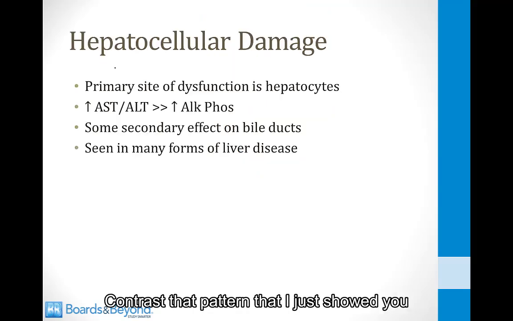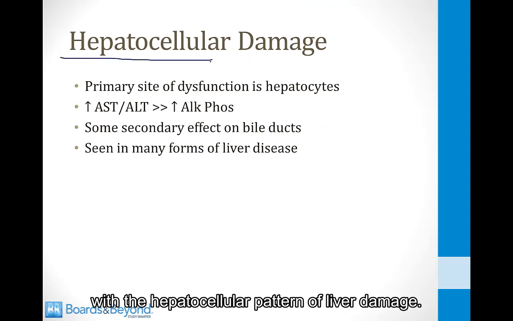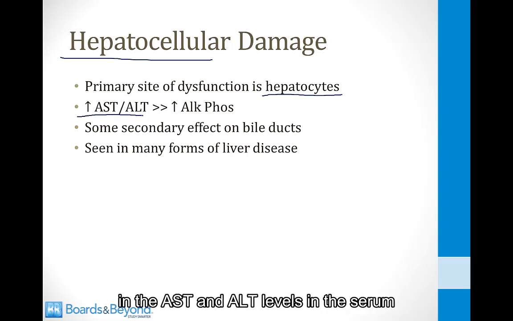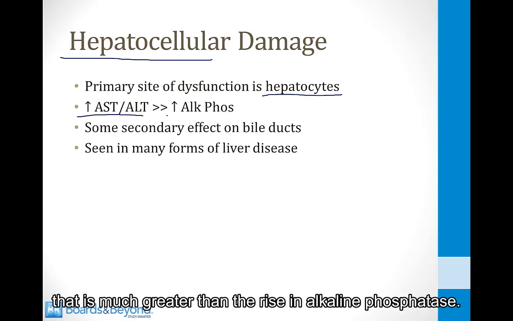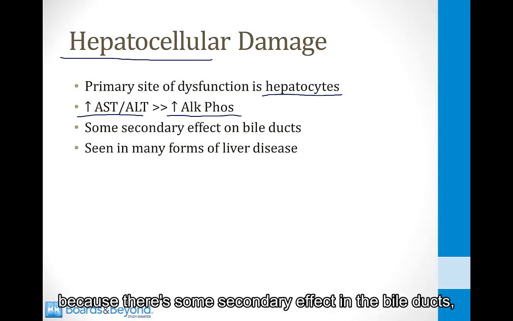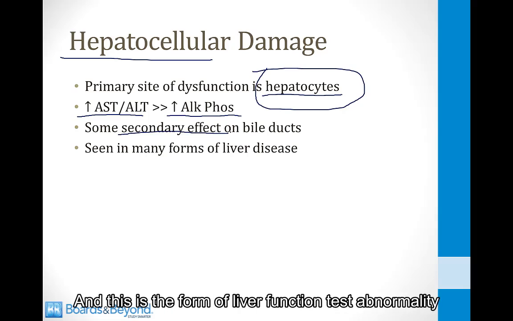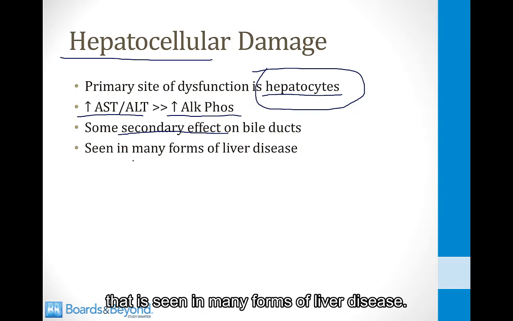Contrast that pattern that I just showed you with the hepatocellular pattern of liver damage. This occurs when the primary site of dysfunction from pathology is with the hepatocytes in the liver. In this case, you will see a rise in the AST and ALT levels in the serum that is much greater than the rise in alkaline phosphatase. The rise in alkaline phosphatase occurs because there's some secondary effect on the bile ducts, but the primary problem lies with the liver cells.